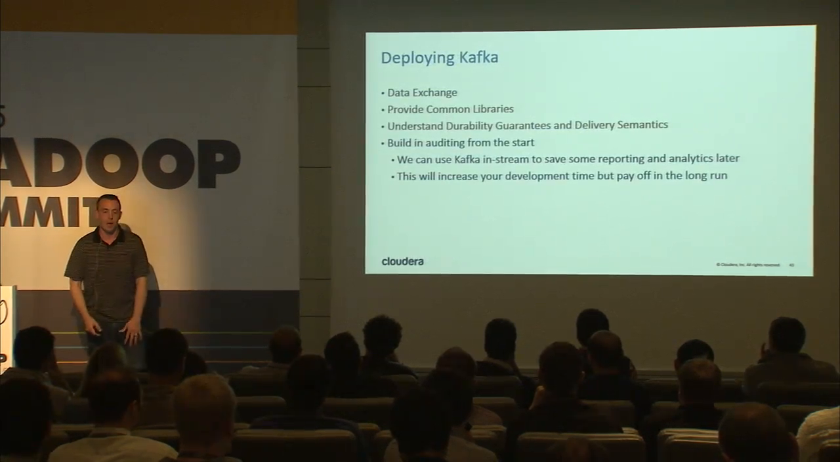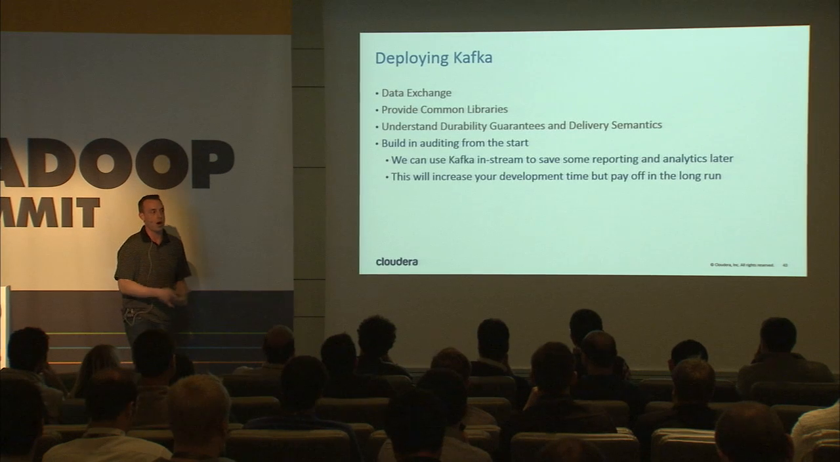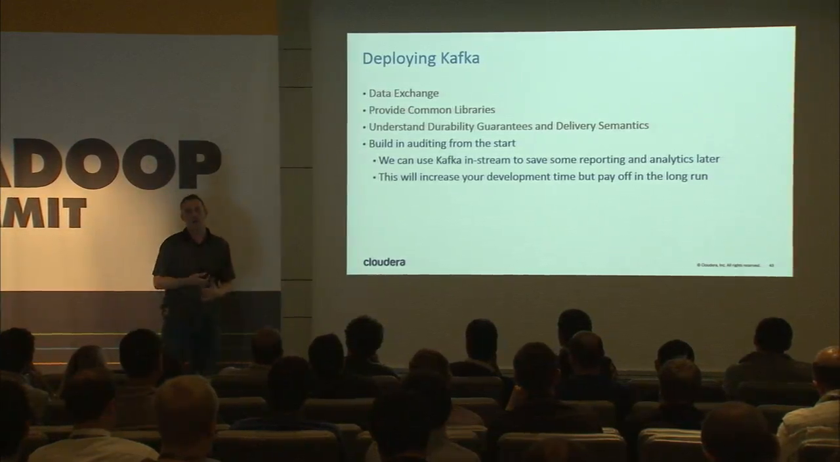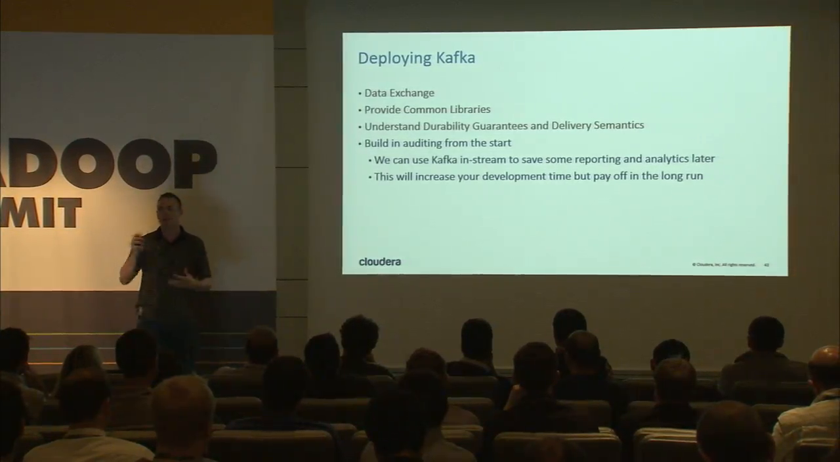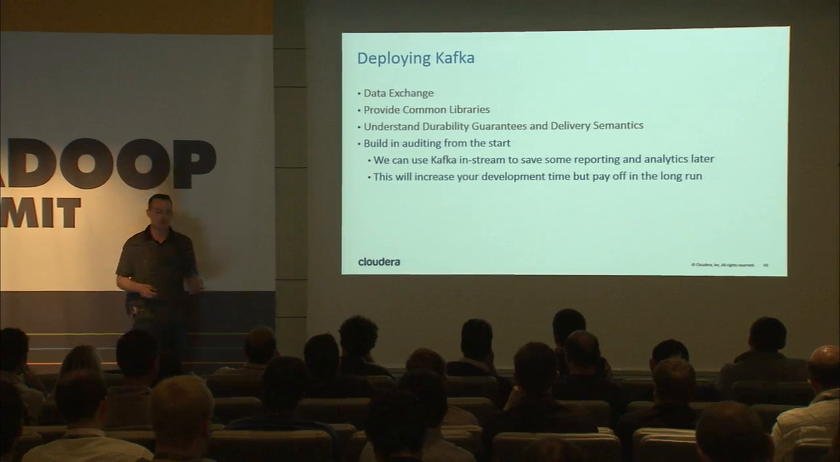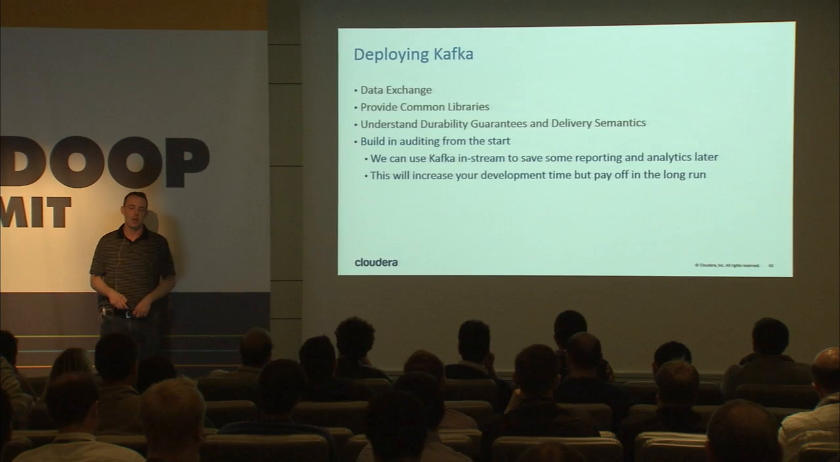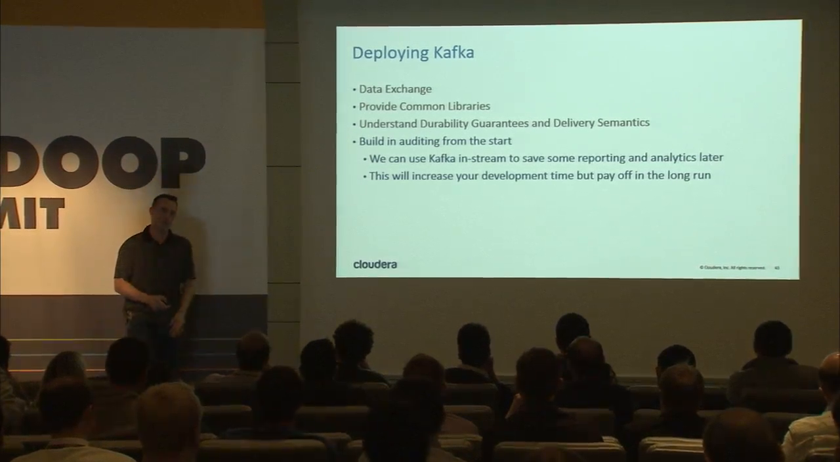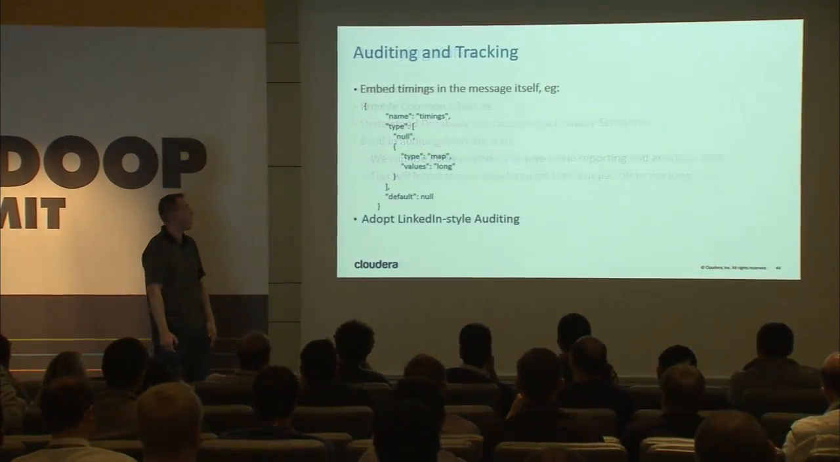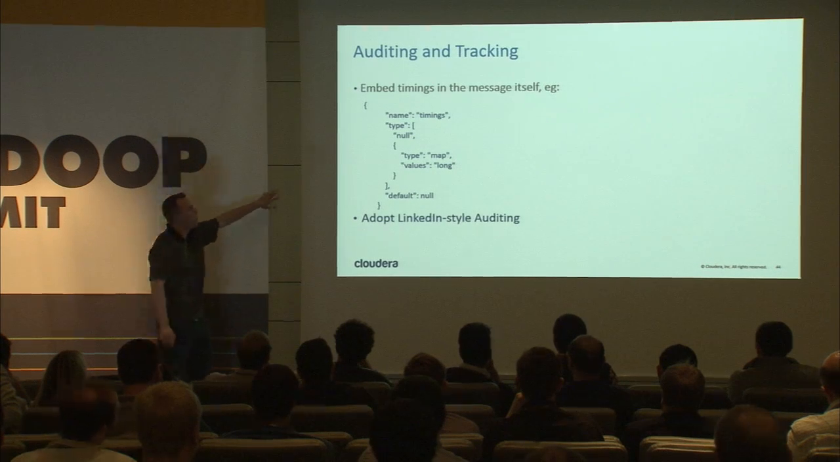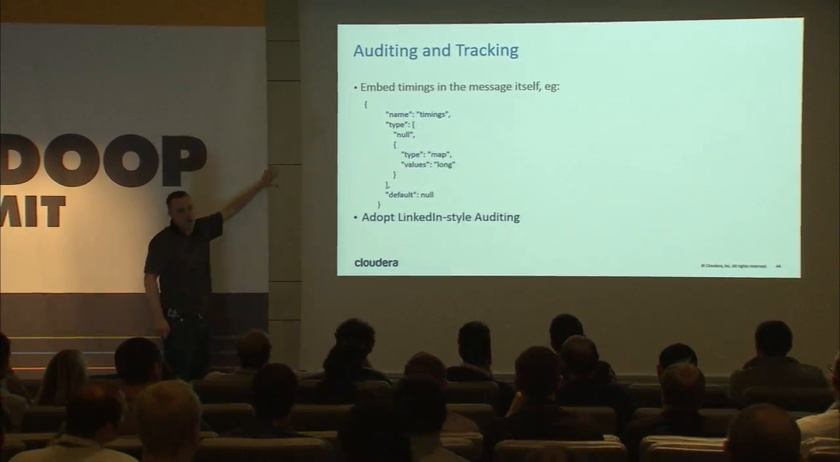Okay, there we go. My third tip is build in auditing from the start. We can use Kafka in stream, as I mentioned before, as you're building out this producer and consumer library to save some batch operations later. And again, all these will increase the initial development time, but I think will pay off in the long run. So for example, put something like this in all of your schemas, right?